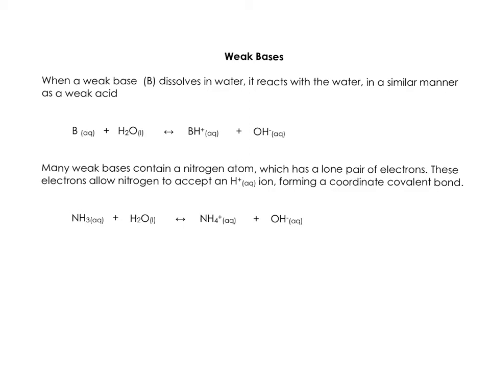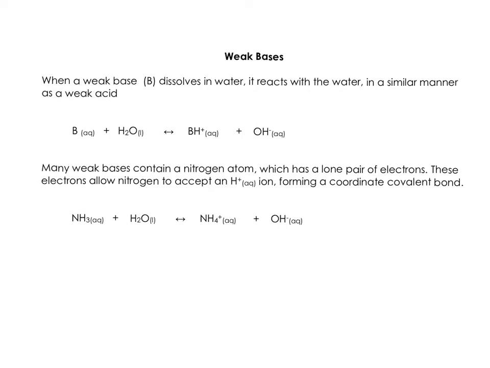When a weak base, and we'll represent base with a B, dissolves in water, it reacts with the water in a similar manner as a weak acid. So our base B reacts with a water molecule to form an equilibrium with its conjugate acid and a hydroxide ion. Many weak bases contain a nitrogen atom, and a nitrogen atom has a lone pair of electrons.